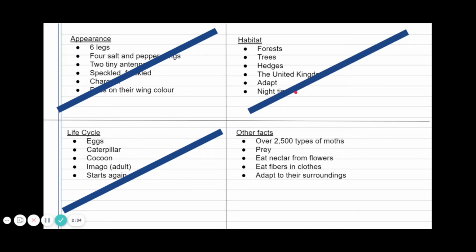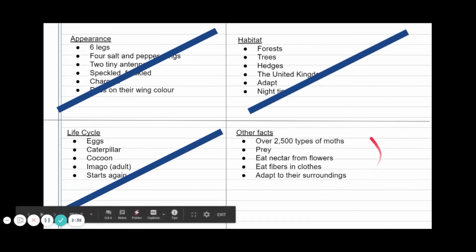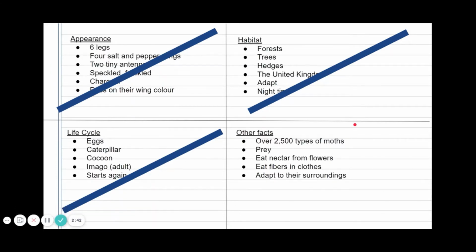So now we have written all about the habitat. The last section we have left is other facts, and we're going to use this to make a did you know section. So in one of our empty boxes, we are going to write did you know and then one of our favourite facts. Remember, your other facts section might look different to mine. You might have other facts about moths that I didn't write down, and that's fine. You can choose your favourite fact to put in your did you know section, but I will now show you me writing mine.